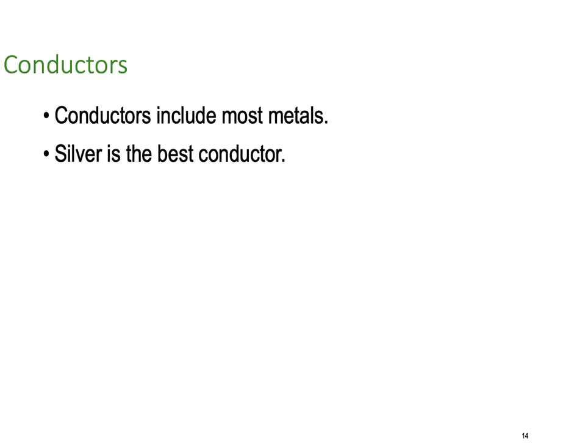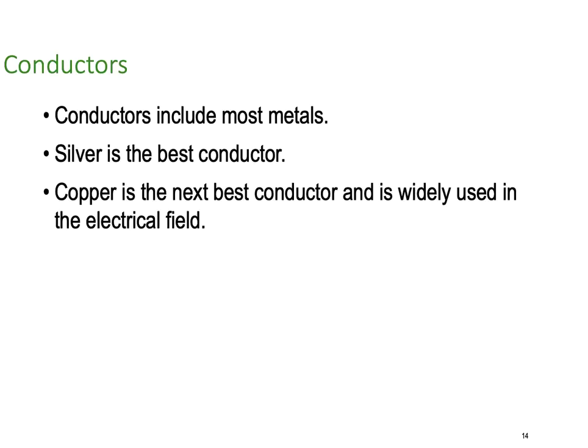Silver is the best conductor by a long way. Copper is the next best conductor and is widely used in the electrical field because it has some other properties. It's easy to find. It's easy to work with. You can actually extrude it and it stays elastic. If you extrude silver or hard work silver, it becomes brittle. So copper has some great advantages in its other mechanical characteristics apart from its electrical characteristics.